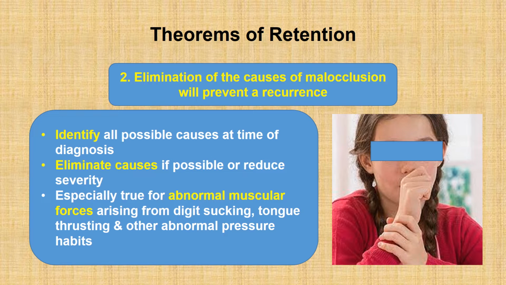The second theorem is that the elimination of the causes of malocclusion will prevent recurrence. As I have stated earlier, it is necessary to identify all possible causes of the malocclusion at the time of diagnosis and eliminate these causes if it is possible or reduce their severity. This is especially true for causes such as abnormal muscular forces arising from digit sucking, tongue thrusting, and other abnormal pressure habits.